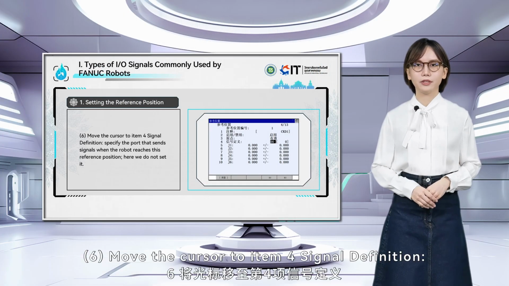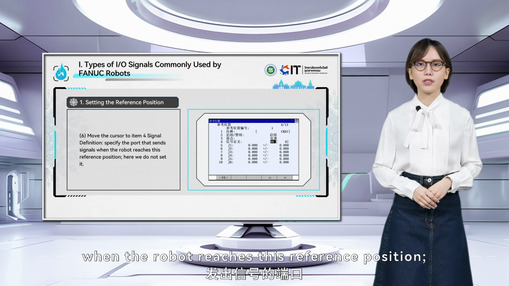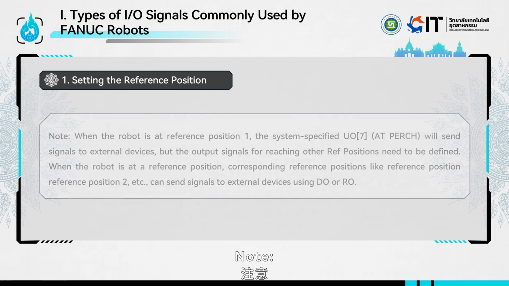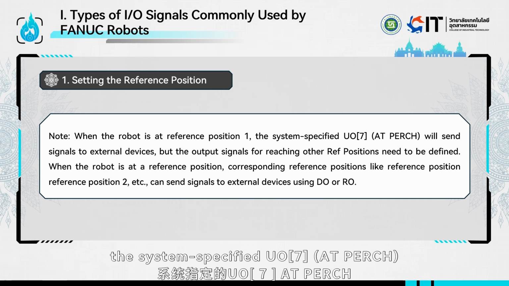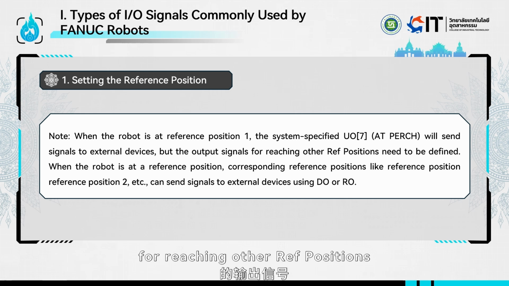6. Move the cursor to item 4 Signal definition. Specify the port that sends signals when the robot reaches this reference position. Here we do not set it. Note: when the robot is at reference position 1, the system-specified UO7 at perch will send signals to external devices, but the output signals for reaching other reference positions need to be defined. When the robot is at a reference position, corresponding reference positions like reference position 1, reference position 2, reference position 3, etc., can send signals to external devices using DO or RO.